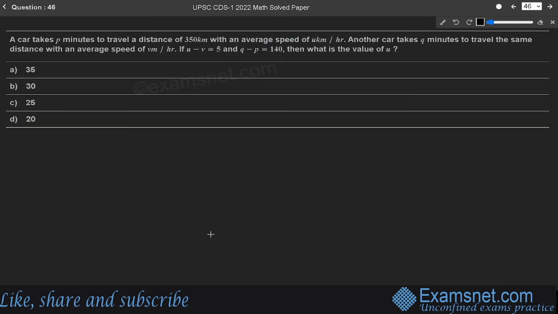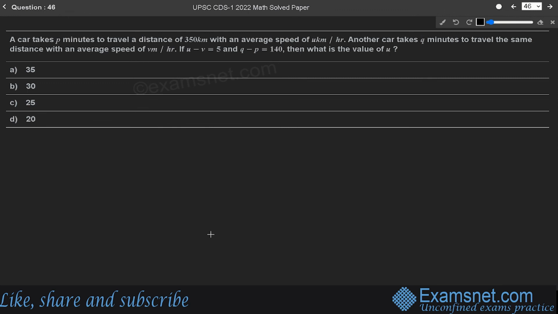Next question is, a car takes p minutes to travel a distance of 350 km with an average speed of u km per hour. Another car takes q minutes to travel the same distance with an average speed of v km per hour. If u minus v is equal to 5 and q minus p is equal to 140, then what is the value of u? Again, the question talks about speed, distance and time. We know that distance is equal to speed into time, and if the distance is covered constantly, then the product of speed and time will also be constant.